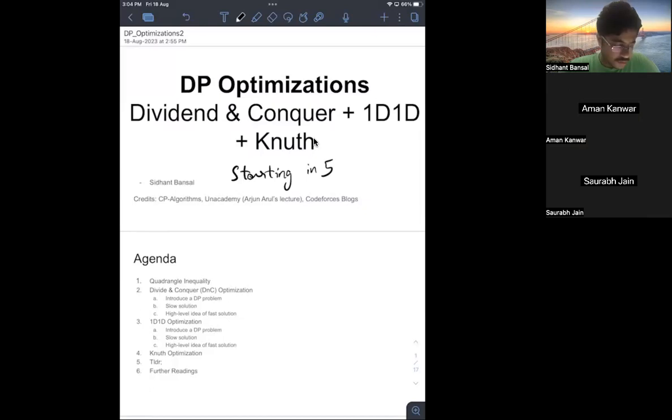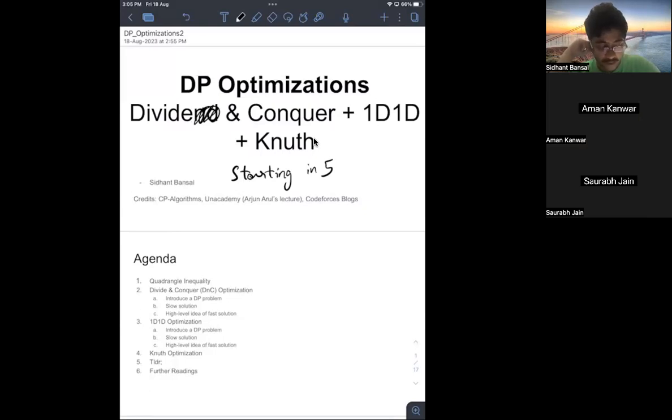Okay, yeah. So the topic for today is DP optimizations. This is the second lecture. This is just a typo. It's actually divide and conquer plus 1D plus Knuth. Maybe you guys haven't heard of the 1D optimization. It's relatively, I would say, less known, but it's quite applicable.